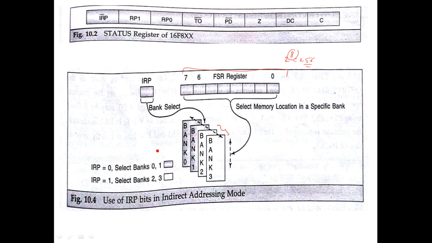So an 8-bit address will be required to select one of the locations in a pair of banks. That pair of banks is selected with the help of bit IRP. So this is the bank pair selection bit, and this 8-bit address in the FSR register selects one of the locations in this pair. That's how the indirect addressing mode works. So you may select bank pair 0-1 or 2-3, and the remaining address will be provided in the FSR register. Okay, is it clear?